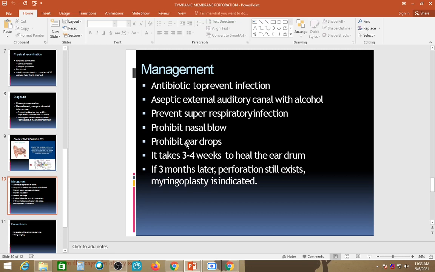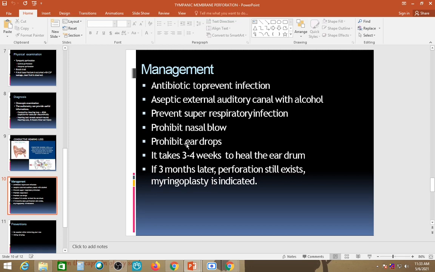Yes, ma'am. Antibiotic to prevent infection. Management consists of antibiotics to prevent infection, and aseptic care of the external auditory canal with alcohol. That means prevent super cleaning. Prevent respiratory infection, prohibit nasal blowing, prohibit eardrops. It takes 3 to 4 weeks to heal the eardrum. If perforation still exists 3 months later, tympanoplasty is indicated.